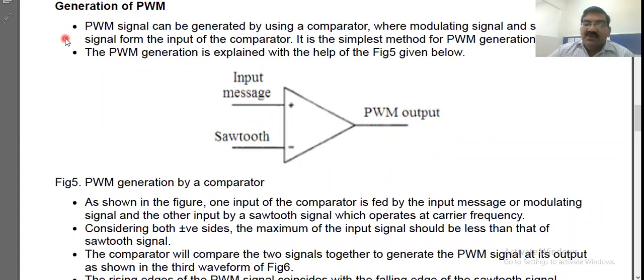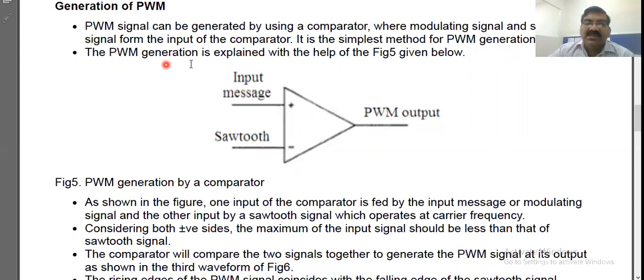What is there in pulse width modulation? In pulse width modulation, the signal can be generated by using a comparator. So this comparator we are using, where you give the modulating signal and the sawtooth signal as the other input of the comparator. So it is the simplest method of PWM generation. There are other methods, but this is one of the methods and the simplest method.